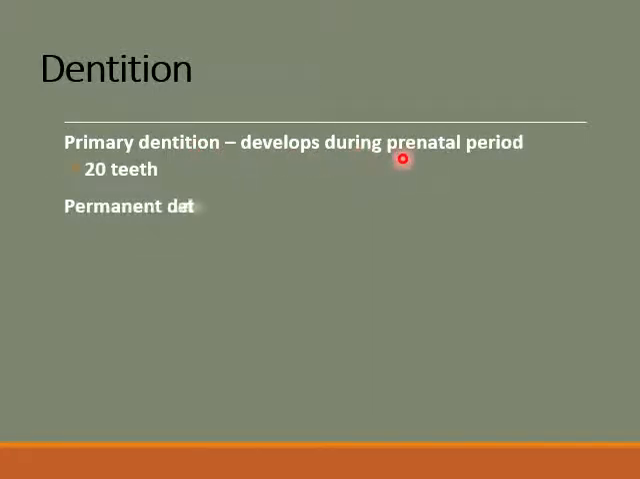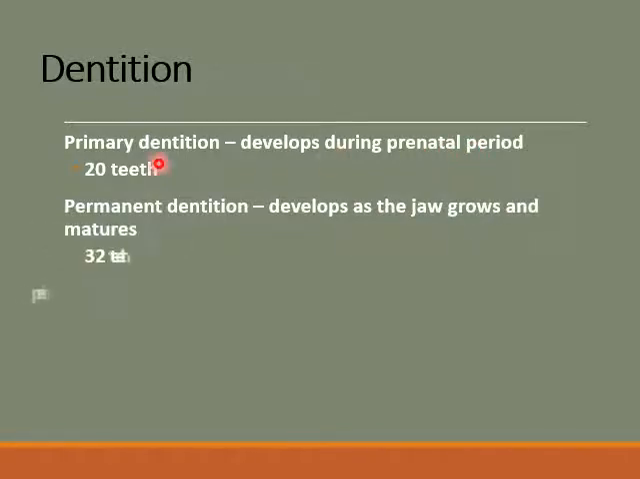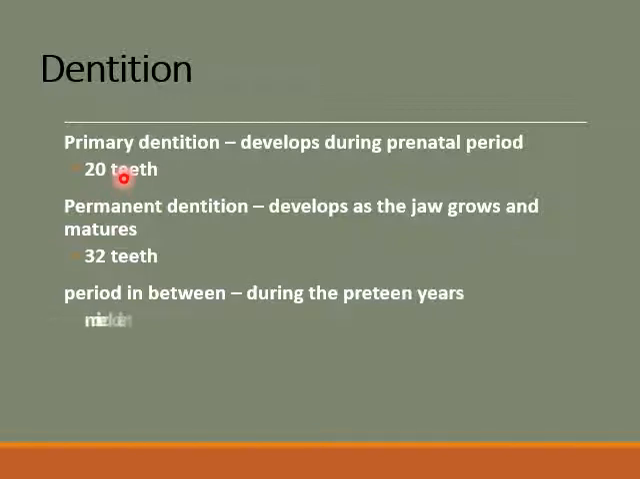primary dentition, or deciduous teeth, developed during the prenatal period in intrauterine life. It includes 20 teeth, 10 in the upper jaw and 10 in the lower. And the second dentition is the permanent dentition, which develops as the jaw grows and matures. This includes 32 teeth, 16 in the upper and 16 in the lower jaw.